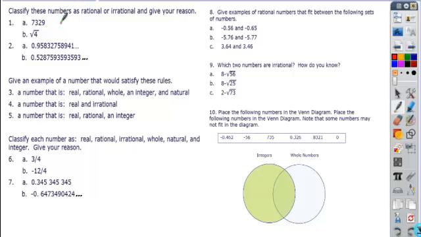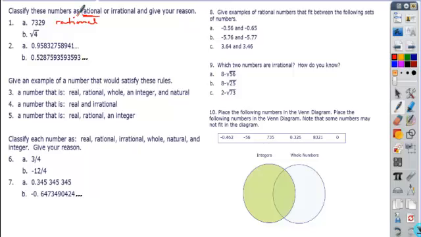So when you look at that, is that included in this rational form? Yeah, so that one's rational. Okay, what about square root of 4? What does that simplify to? 2, right? So be very careful.